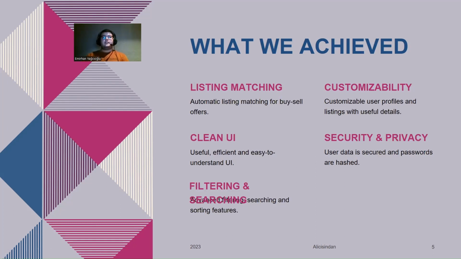We can match listings of opposite types when the user creates a new post to enable easy access to potential listings of interest. Users can customize their profiles and their posts. Users can filter and search the listings. All user data is protected and all passwords are hashed. And while doing all of this, we tried to use a useful, efficient, and intuitive UI.